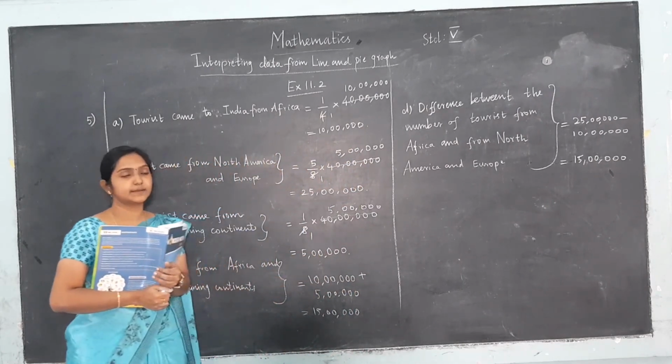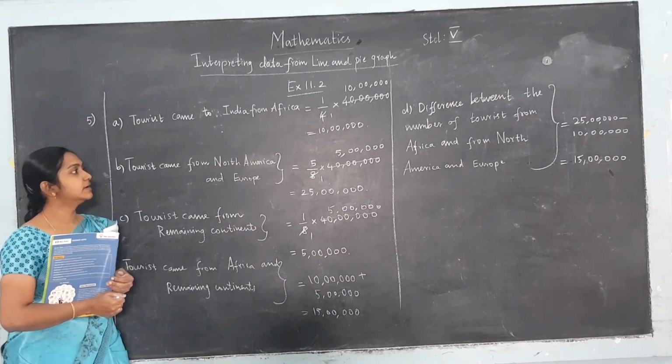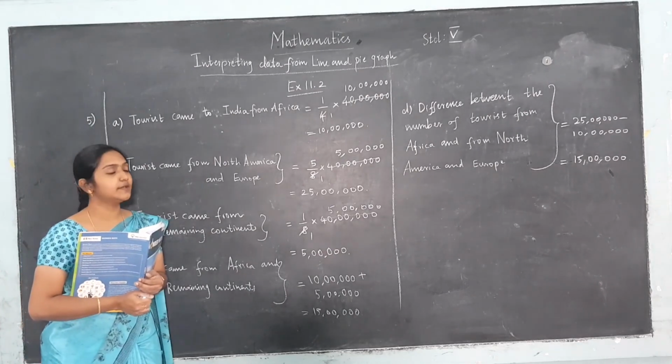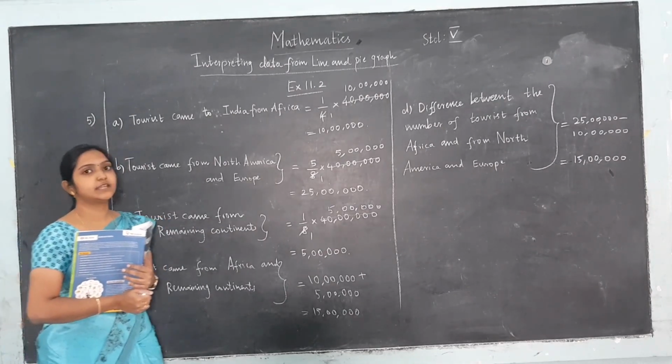Difference means we have to subtract. We have to subtract 10 lakhs from 25 lakhs. So, the answer is 15 lakhs.